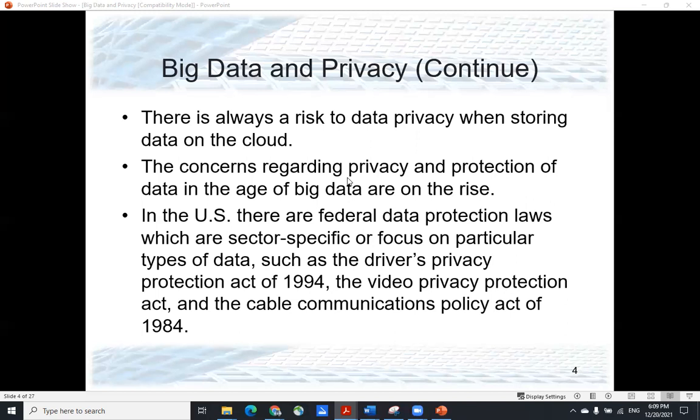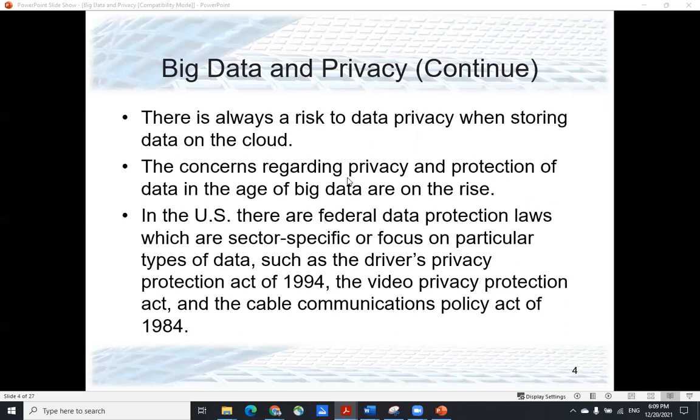So the concerns regarding privacy and protection of data in the age of big data are on the rise. More and more people have concern about the data that is being collected about them. So if you have a social media account, for example, you probably are concerned about the stuff that you do online, right? All your activities online, your browsing history, your likes, dislikes, and so on and so forth.